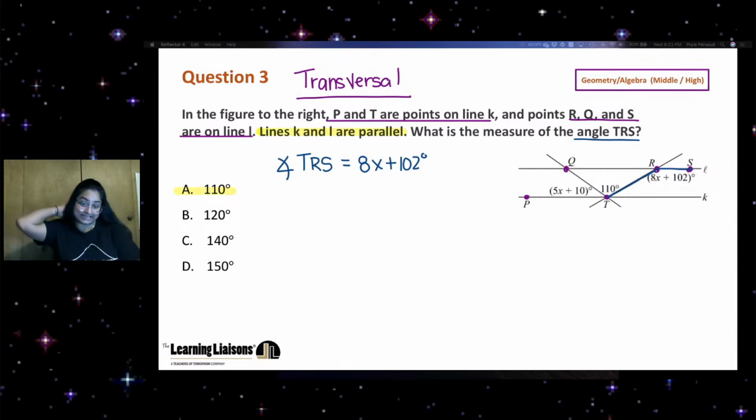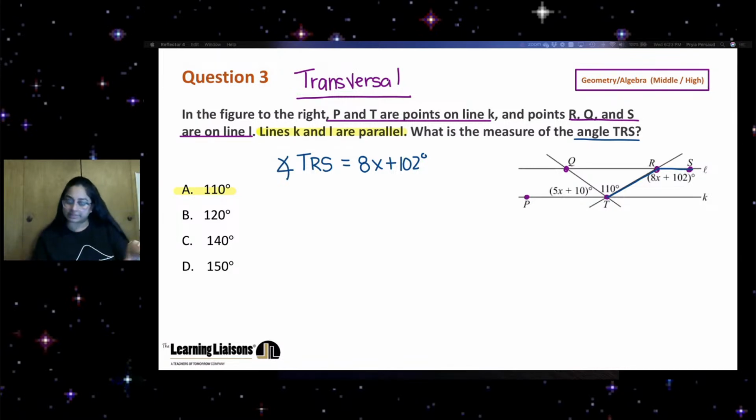Does anybody say that it's 110 degrees? Now, here's the thing. If you said it's 110 degrees, it's not. It's not. I know. How dare I? I tricked you. I'm sorry. But it's not 110 degrees. That's not the answer. Why? What happened? Okay, let's take a look.